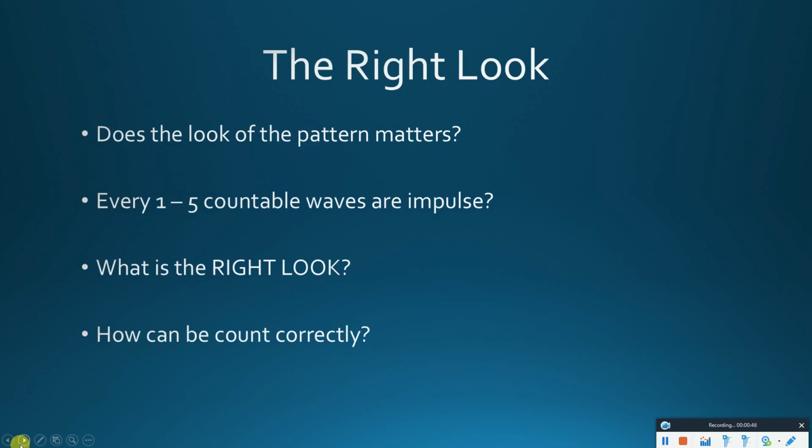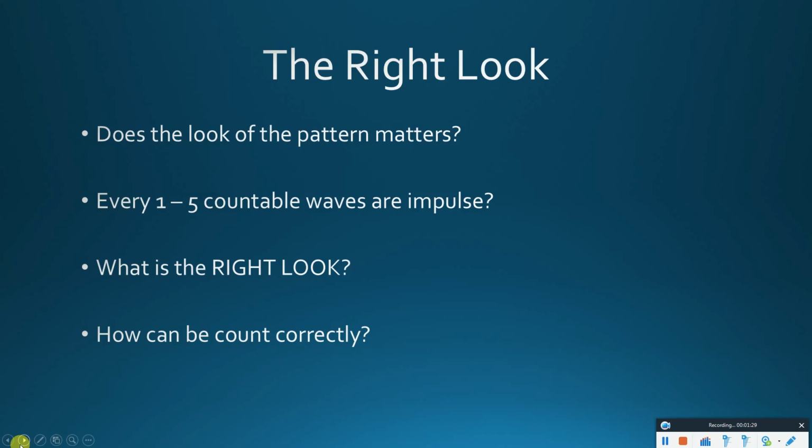So, I was talking about the right look. The first question is, does the look of the pattern matter? I mean to say that when you're looking at the pattern, does the look matter to you, or does just counting it 1, 2, 3, 4, 5 make it look like an impulse wave? Even if the count adheres to the rules and guidelines of the Elliott wave principle, yet the pattern should be in the right look.